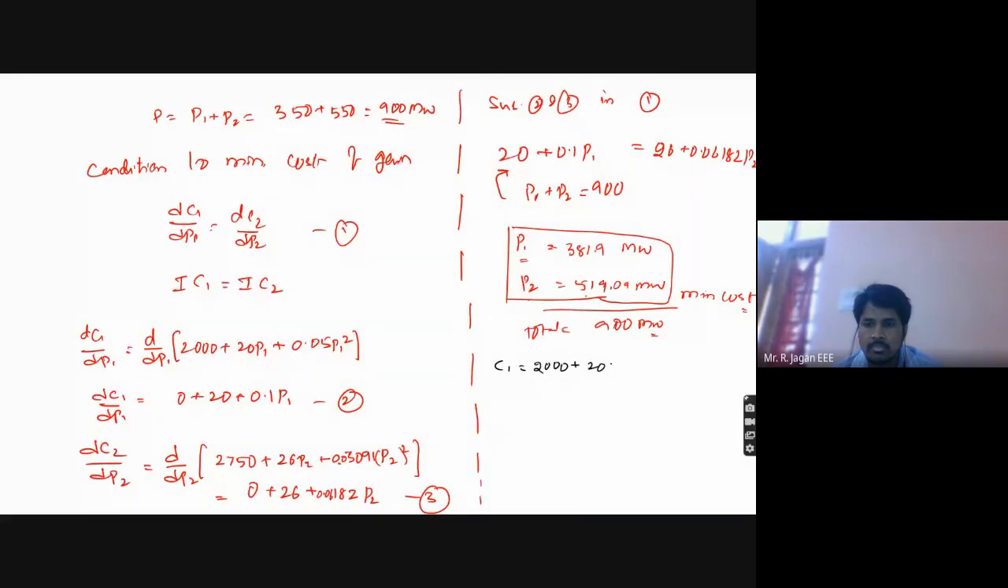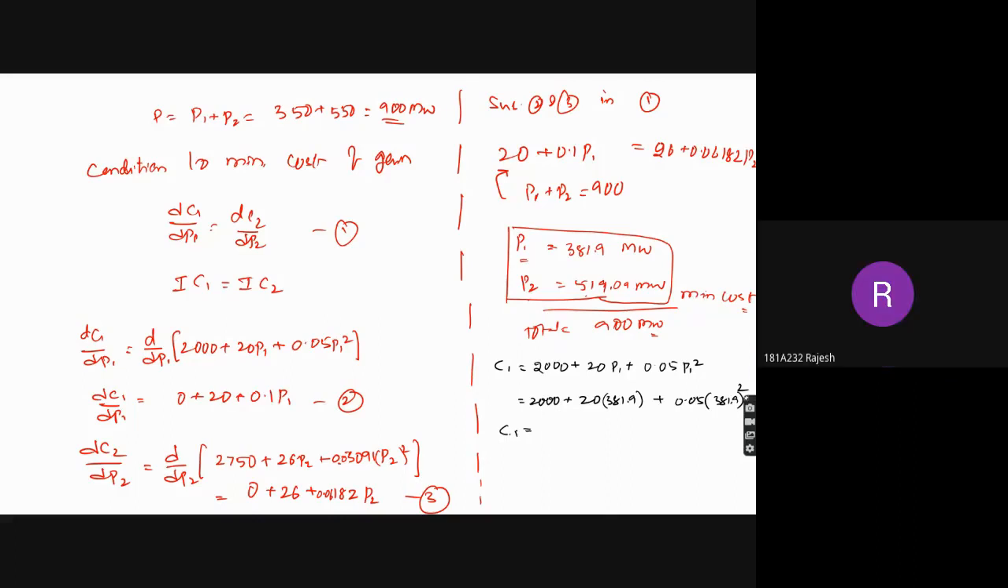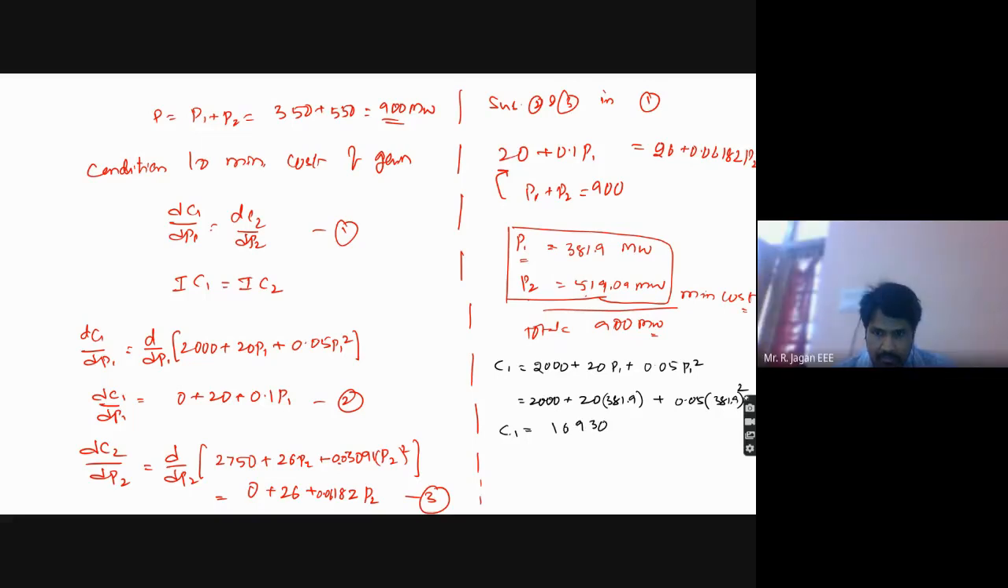20 P1 plus 0.05 P1 square. So here 20 into 381.9 plus 0.05 into 381.9 whole square. Now tell me the value of C1. Do it correctly, Babu. You are not doing it manually, you are using a calculator, so don't make mistakes. C1 is 16,930, sir. 16,930 rupees per hour, right?